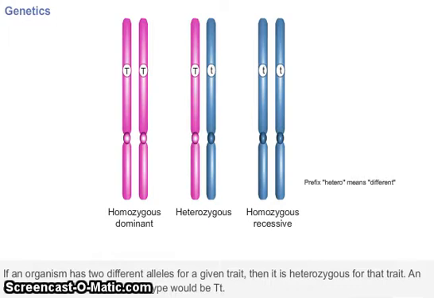If an organism has 2 different alleles for a given trait, then it is heterozygous for that trait. An example of a heterozygous genotype would be capital T, lowercase t. This is homozygous dominant. This is homozygous recessive. In this case, it is heterozygous because the 2 alleles are not the same.